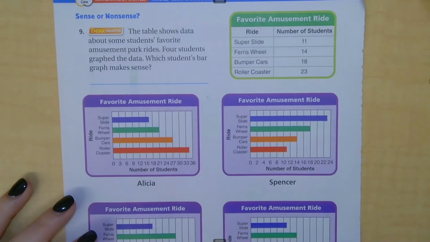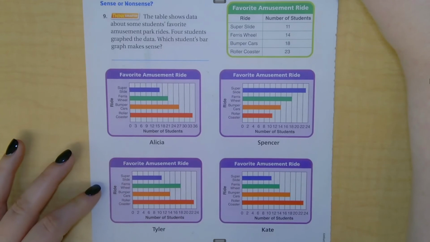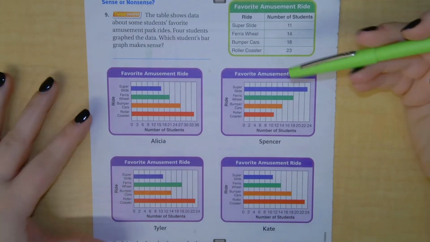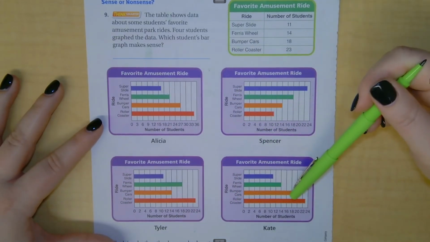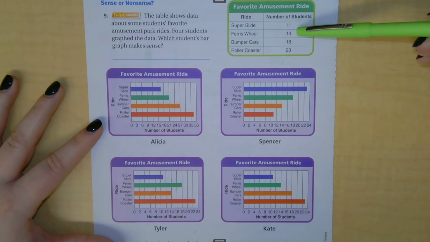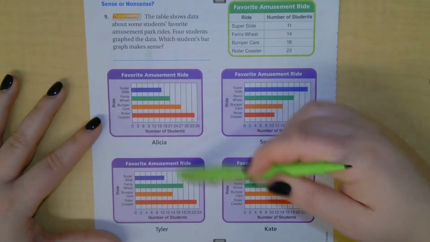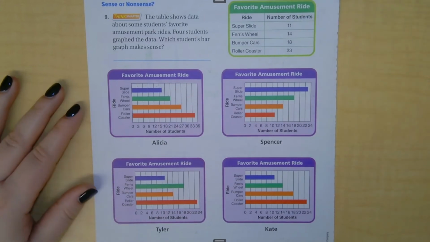All right. Now I want you to flip your paper over. I'm going to have to zoom out so you can see all of these at the same time. And this is page 110. Okay? So on this page, what we're going to do is figure out which of these bar graphs correctly shows the data from this frequency table. All right, so 4 students, Alicia, Spencer, Tyler, and Kate, graphed the data from this frequency table, but only one of them did it correctly.